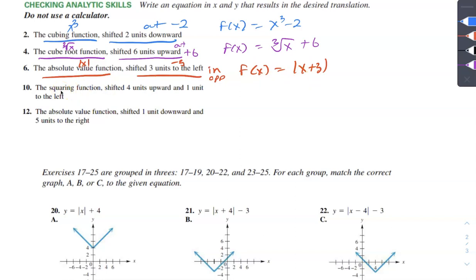Let's change the color first. So the square rooting function, that means x squared, I believe. Shifted 4 units up, so plus 4 on the outside. And 1 unit to the left. So that's again minus 1, but inside opposite, so it's actually a plus 1 on the inside.